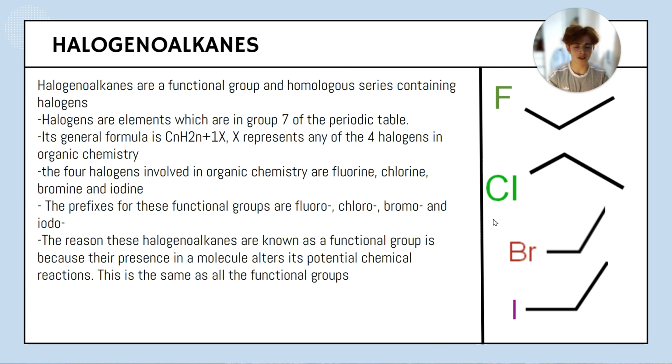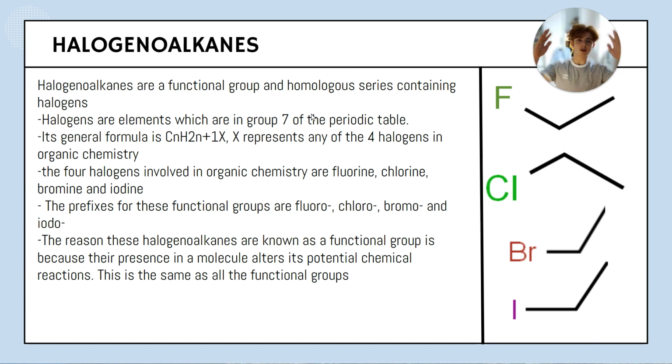You probably would have heard of things such as chlorine and fluorine and maybe bromine and iodine before, even if you are particularly new to organic chemistry. But yeah, halogenoalkanes are a functional group and a homologous series which contain halogens. If you don't know what halogens are, they are in group 7 of the periodic table.